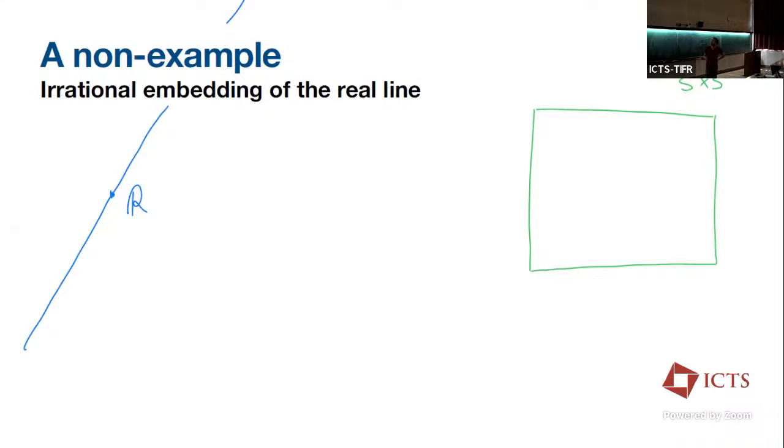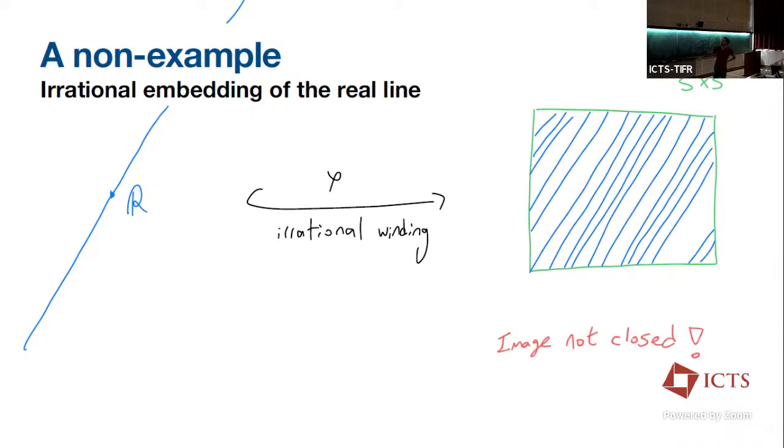Because we don't have R there. So we know that we have R, and we have a non-closed image, right? We have this irrational winding around the torus with a non-closed image, and what's the problem here? Why is this not good, besides the fact that it's not sealed?